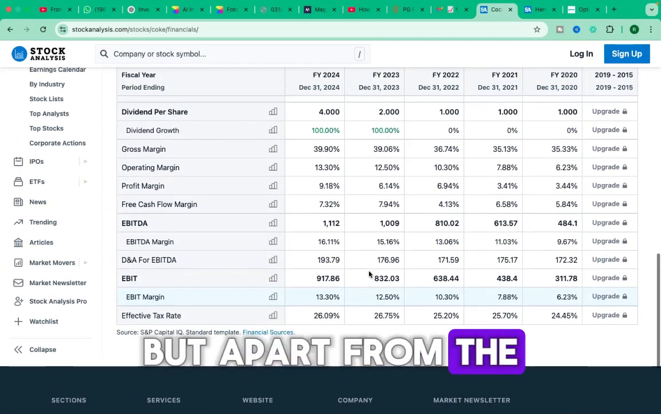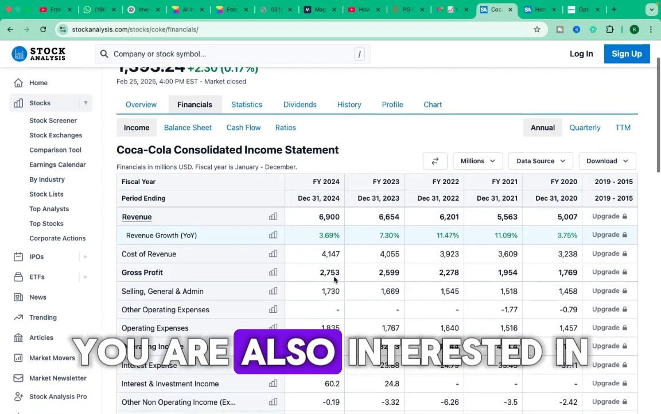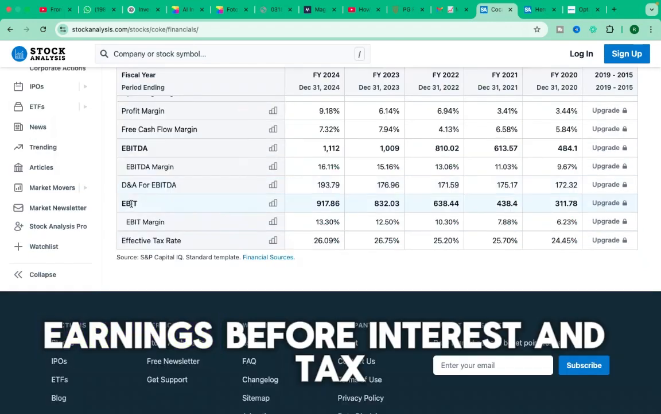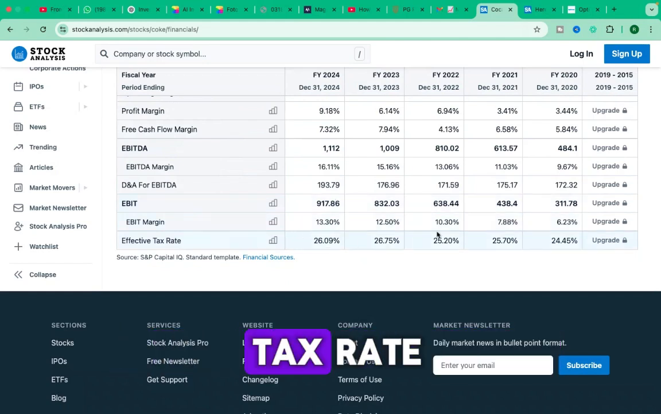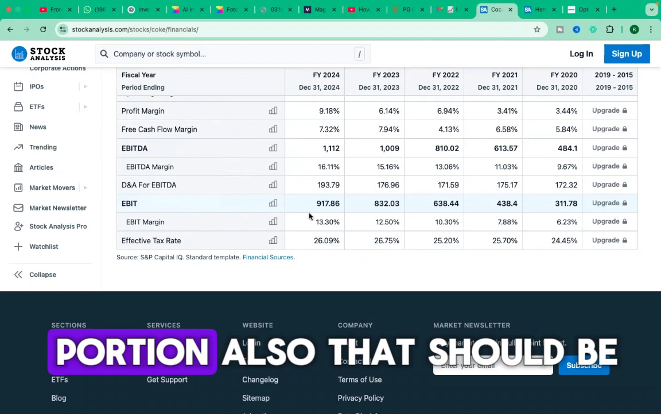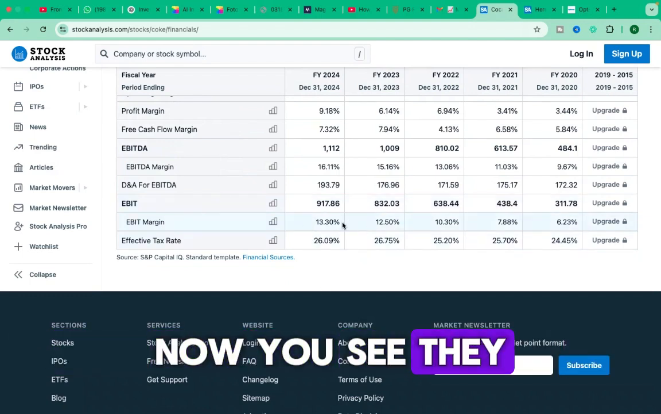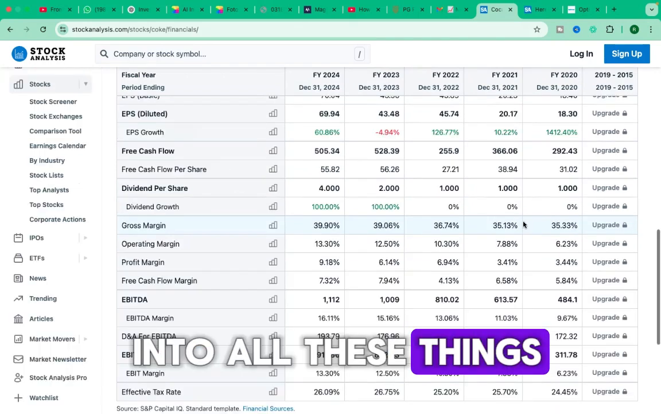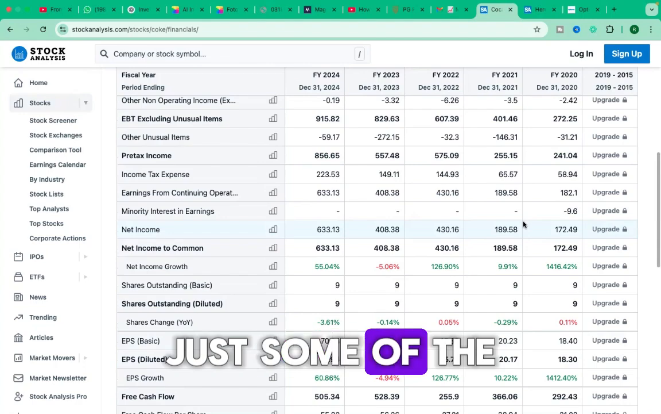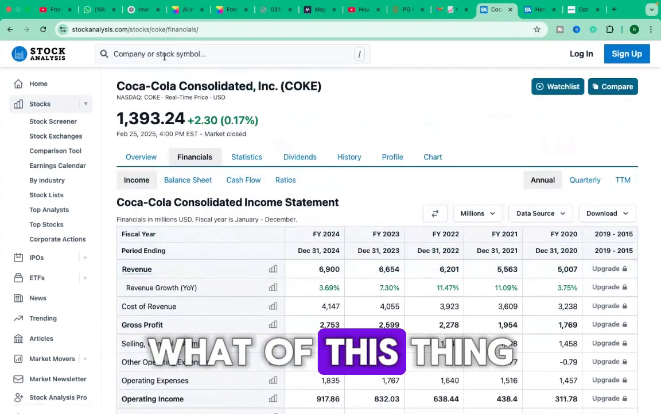But apart from the revenue, you are also interested in earnings before interest and tax. This is a good one for you to check, and you have the tax rate. Then there's also earnings after interest and tax. Now you see they have a good percentage margin here. Don't let me go into all these things, but these are just some of the things you look out for to see that a company is doing well.